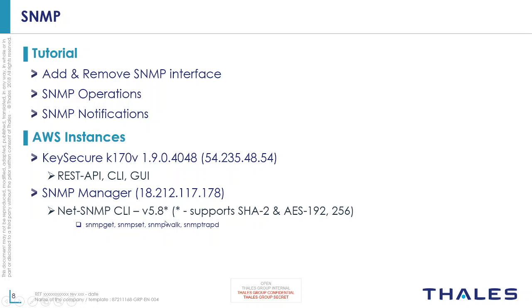Please note that you need to use version 5.8 in order to use SHA-2 hash functions and AES 192 and 256 algorithms. I'll be using REST API, CLI, and GUI for configuring the SNMP and validate them using the NetSNMP CLI commands.